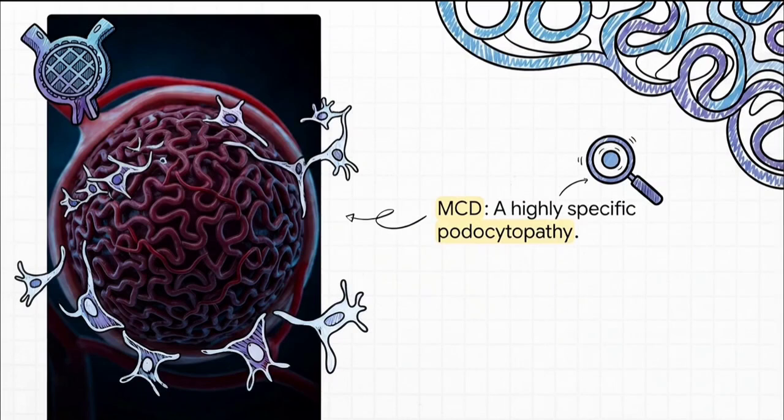Now, you already know the glomerulus has this intricate, beautifully complex filtration barrier. But when we talk about minimal change disease, or MCD, we aren't just looking at some generic kidney issue. We are zeroing in on a highly specific podocytopathy. The entire clinical picture we're going to unpack today hinges on the structural and functional failure of the podocyte, literally those exact cells wrapping around the capillary loops.